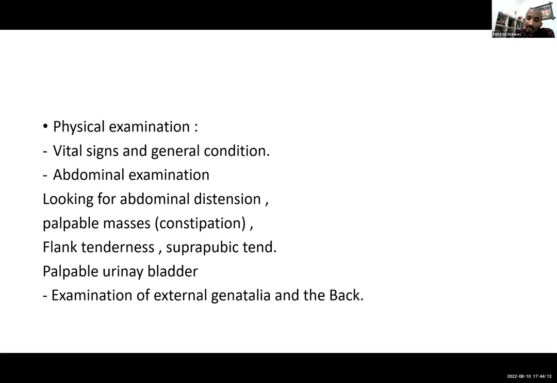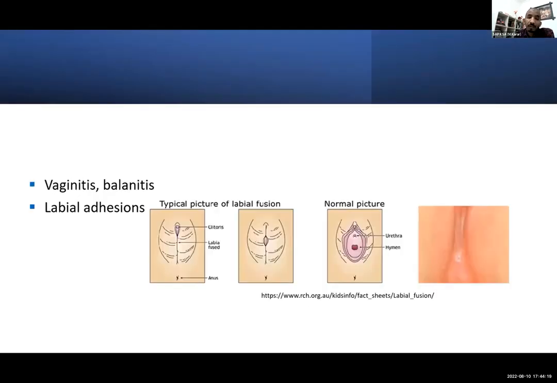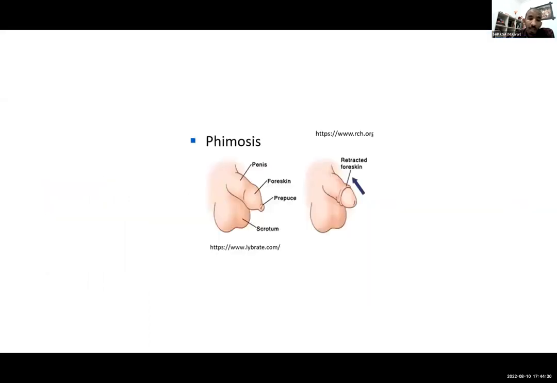Examination of the external genitalia and the back is very important in every child who is suspected to have a UTI. This image is showing vaginal adhesions, and this might predispose to UTI. Also, in males, you need to examine circumcision. If he is not circumcised, you might find that he has phimosis.